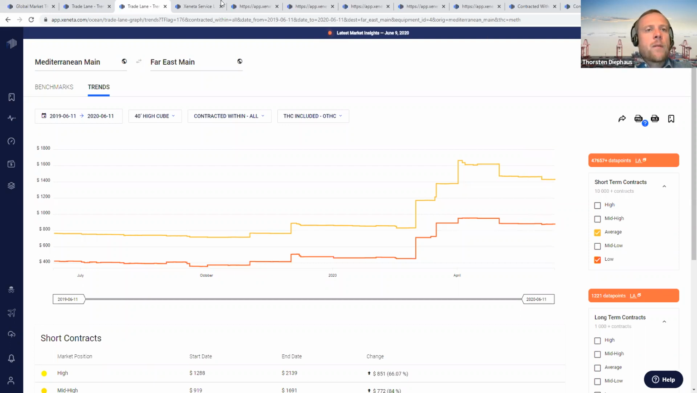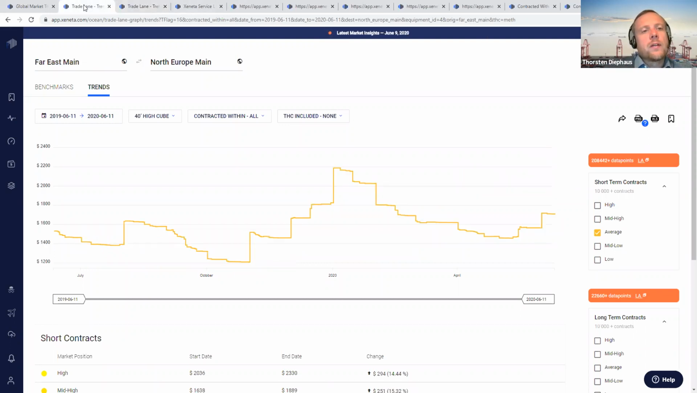The other interesting trade, as one example where we see heavy increases, is Far East Main to North Europe Main. We've shown this before: after the pre-Chinese New Year rush until January, prices dropped, and in April we had roughly 1450, 1475. Then we have seen increases despite the dropping oil prices on the average short term in mid-May, and another increase now at the beginning of June. So currently the average on this corridor for short term is at 1700.